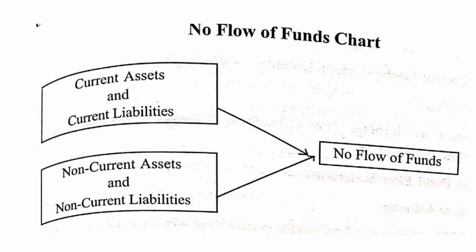If you see this no flow of funds chart, when a transaction takes place, there will be no changes in working capital or there will be no changes in the funds. So those transactions are like this. The transaction which takes place between current assets and current liability. Similarly, non-current assets and non-current liabilities. This leads to no flow of funds. There will be no inflow or outflow of the funds.